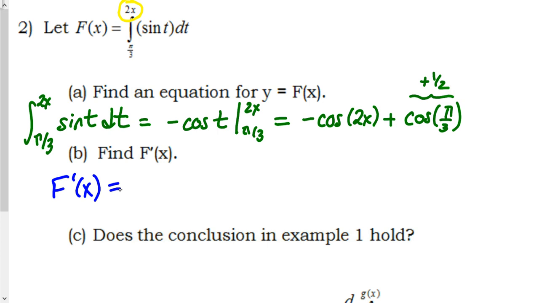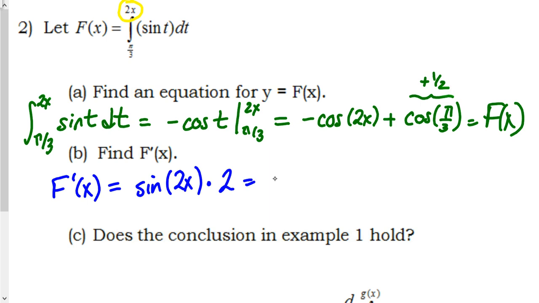Okay, now we're going to take the derivative of that result. So this line up here, I should have labeled, that's capital F of x. So now I'm taking the derivative of that. So when I take the derivative of negative cosine, well, the derivative of cosine is negative sine, so negative is positive. So I'd have sine of 2x, and then chain rule, then the derivative of a half is 0. So this is 2 sine 2x is how I like to write it just for clarity.